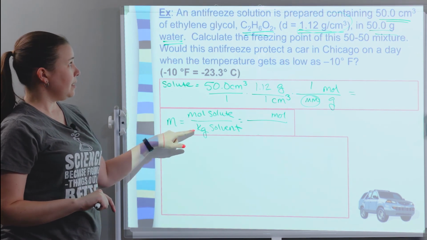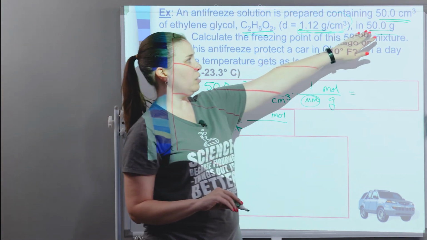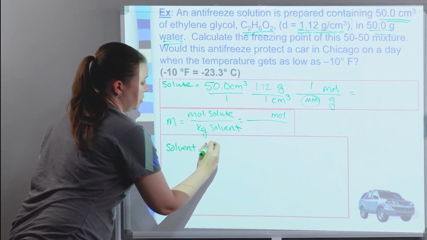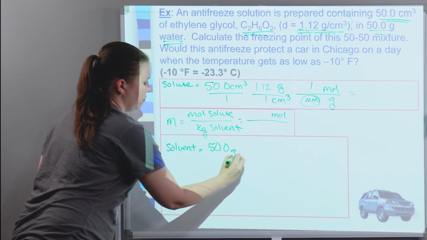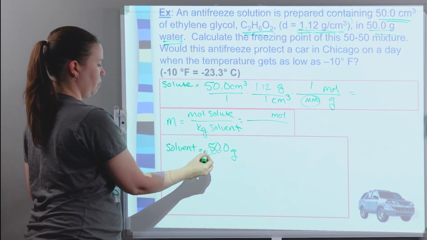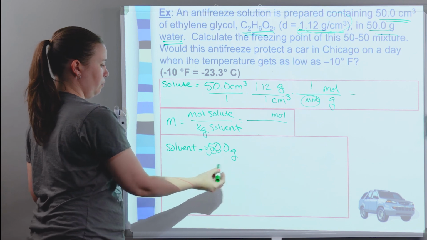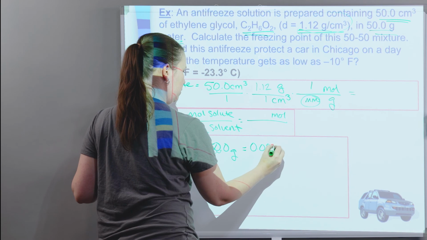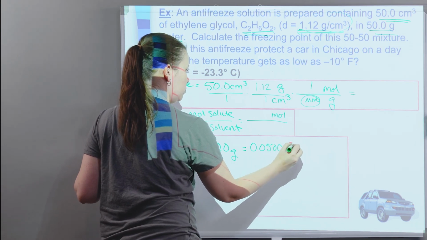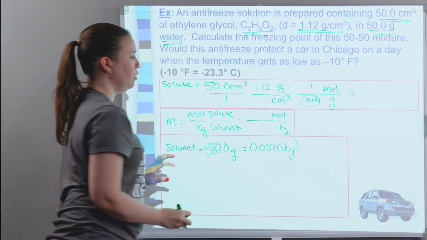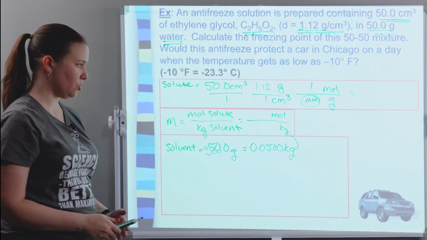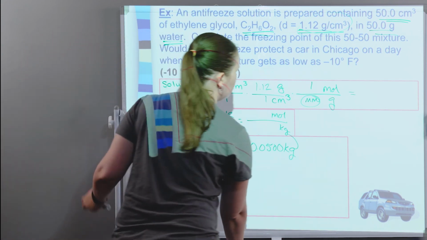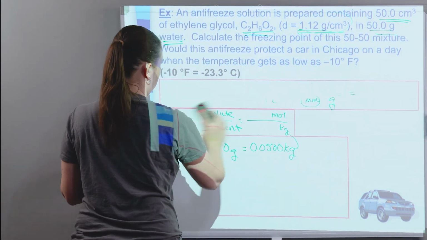The other thing we need is kilograms of the solvent, and it gave me grams of the solvent. So if you look at just the solvent, it's this 50.0 gram. So I'm going to move the decimal back 3 places. And it did have 3 sig figs, so we're going to stick with that. 0.0500 kilograms, which is now what I can plug in for kilograms in my molality equation. And then I can divide those two things in order to get the molality. So let's go ahead and take it that far in the calculator.